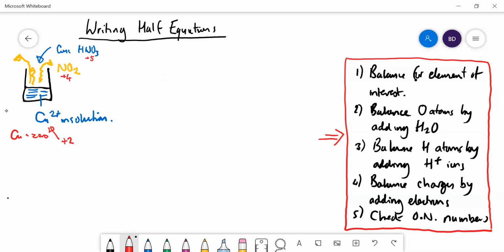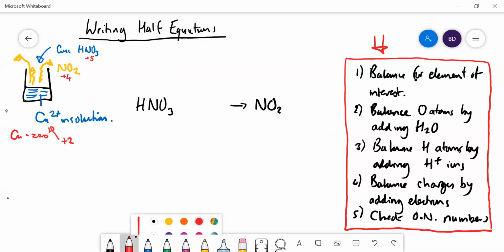So we're going to write down an equation for that. I'm going to write down, first of all, what's happening to the nitric acid. So you're going to have HNO3, and that's going to turn into NO2. So I'm going to follow my list here now. This is what we're going to do, follow this list of what to do, writing a half equation.